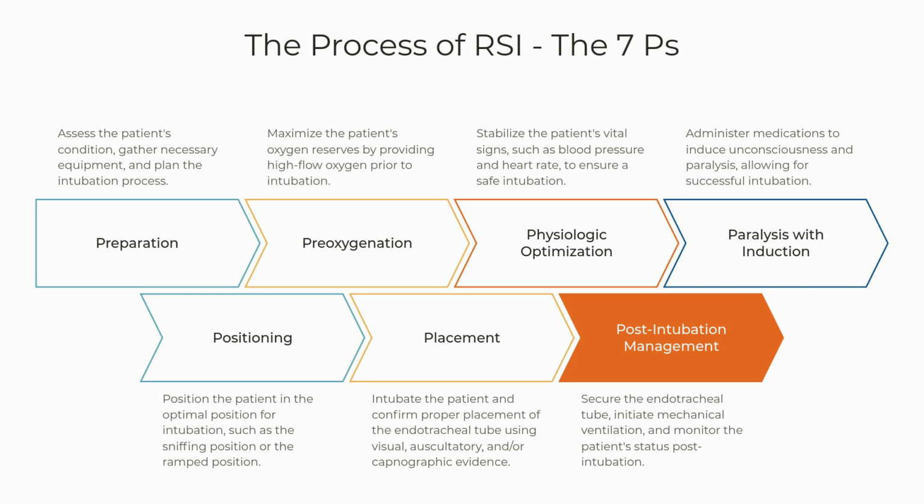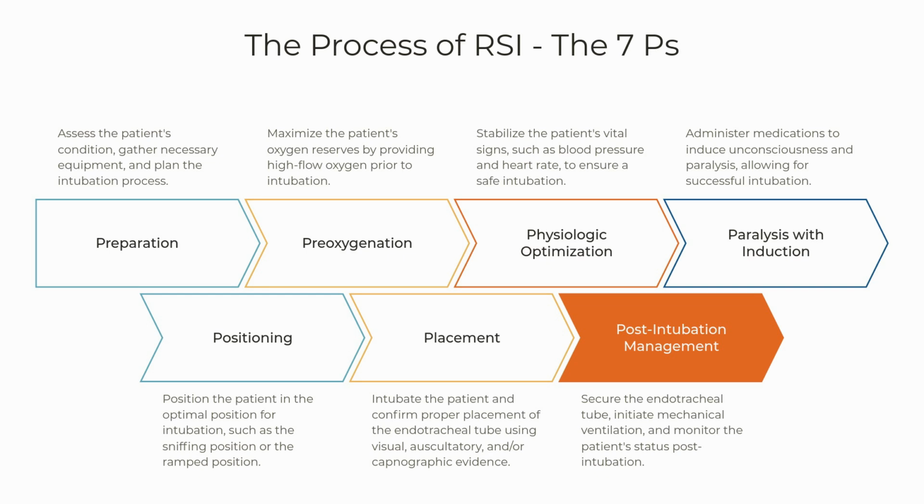We often use the sniffing position, elevating the head and extending the neck slightly, to align the oral, pharyngeal, and laryngeal axes. For obese patients, a ramped position might be better, where we stack blankets under the shoulders and head to lift the torso. Good positioning can turn a tricky intubation into a smooth one.